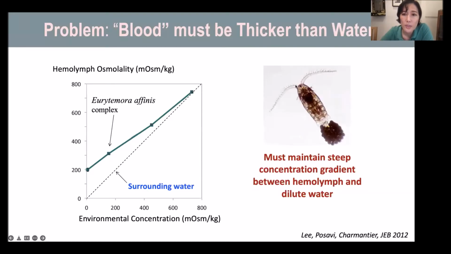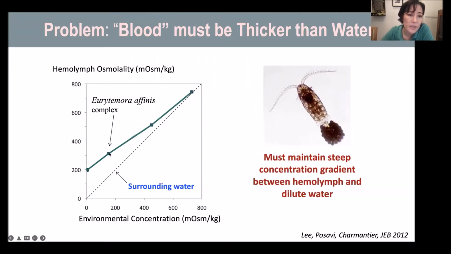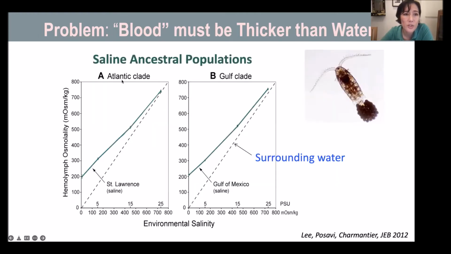So a great challenge for a charismatic little animal like this copepod under declining salinity is that as environmental salinity goes down, all the way down to zero, the organism needs to maintain elevated hemolymph or blood osmotic concentration relative to the environment. So if we look at the ancestral saltwater populations from the St. Lawrence estuary and from the Gulf of Mexico, you can see they show the same pattern: as environmental salinity goes down all the way to zero, these saltwater populations need to maintain an elevated blood osmotic concentration, or hemolymph osmolality, relative to the environment, this very steep concentration gradient.